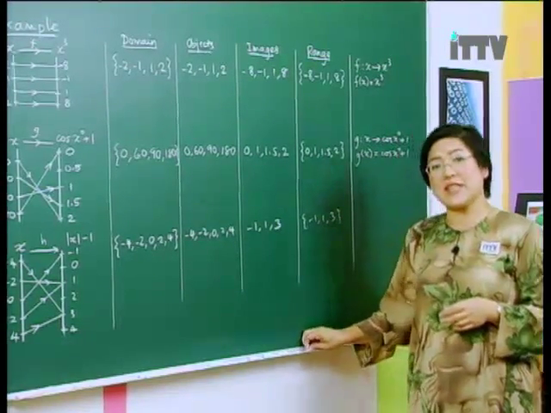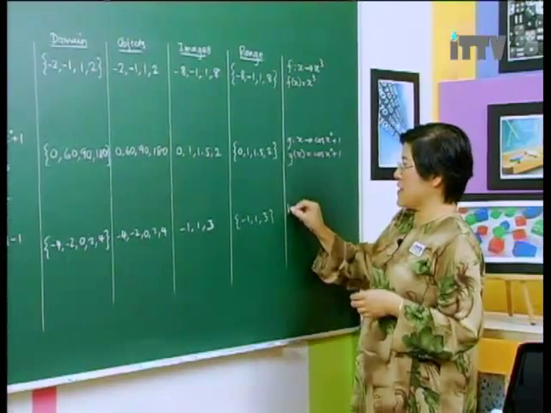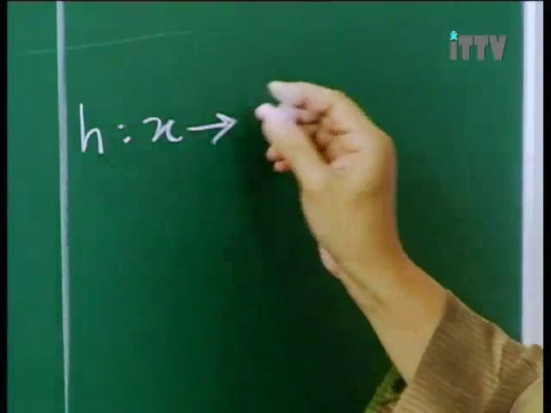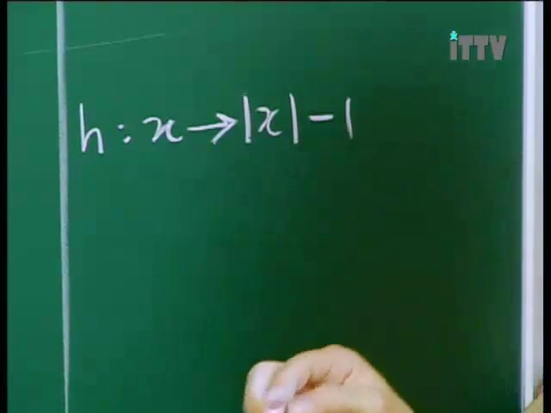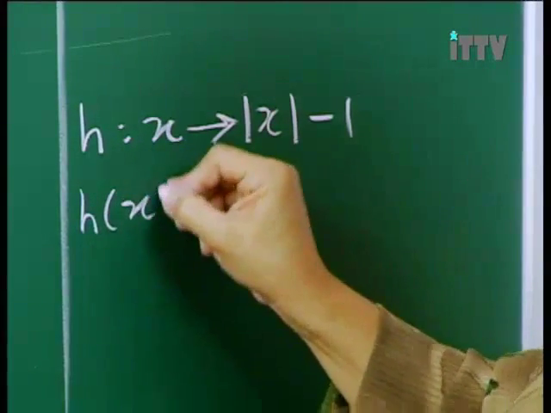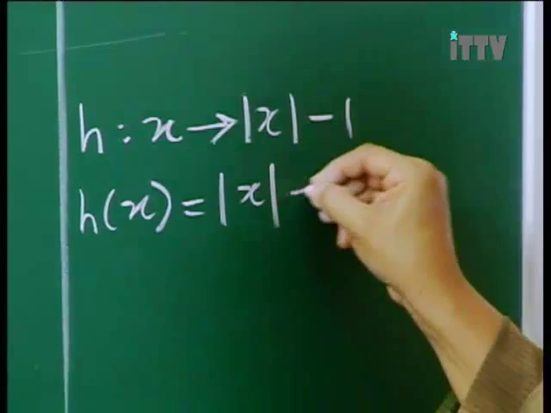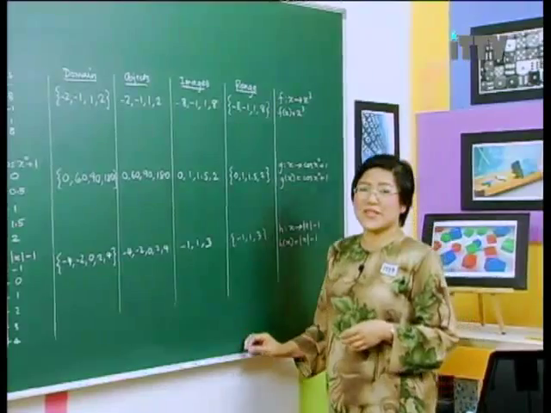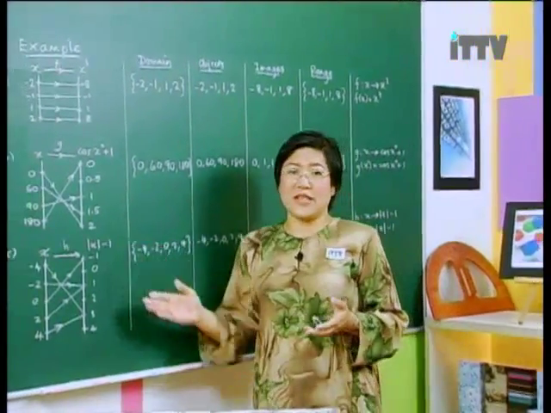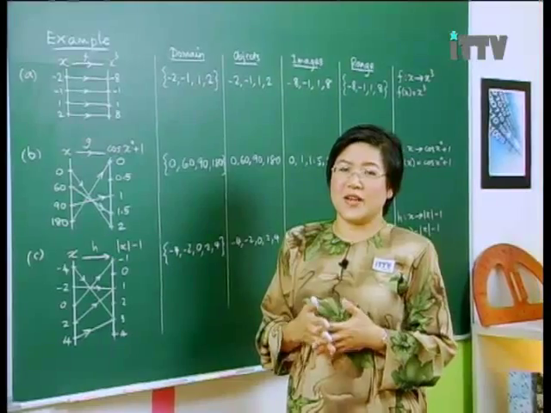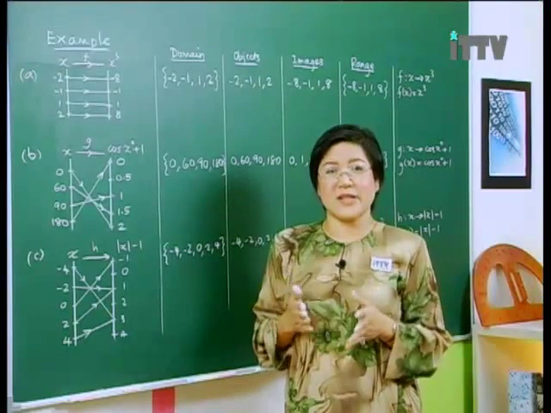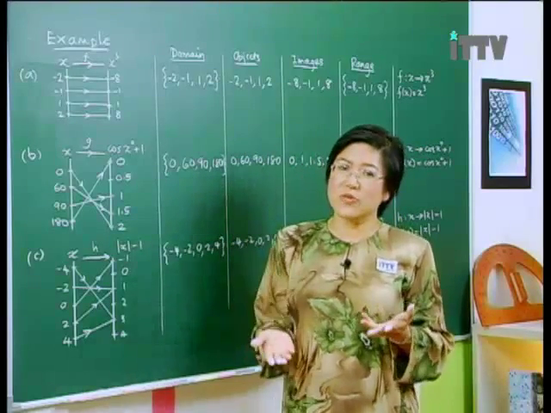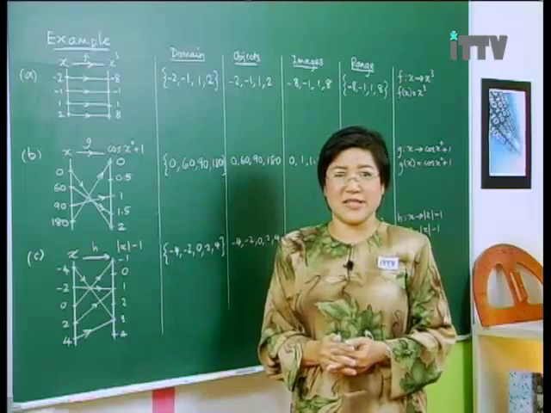And finally, viewers, your function notation should be using the letter h. It maps x onto the absolute value of x minus 1, or alternatively, h of x is equal to the absolute value of x minus 1. So viewers, were you able to answer the examples on your own properly? I do hope so, and I hope that now you have a clear understanding of what are domain, objects, images, range, including codomain and function notation.